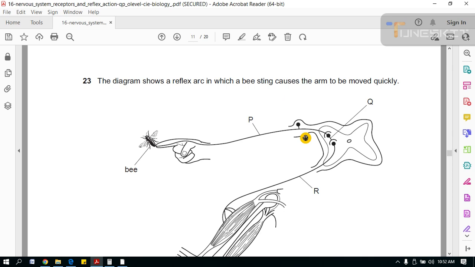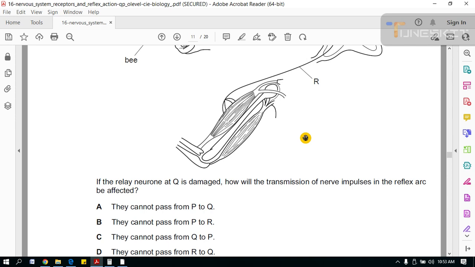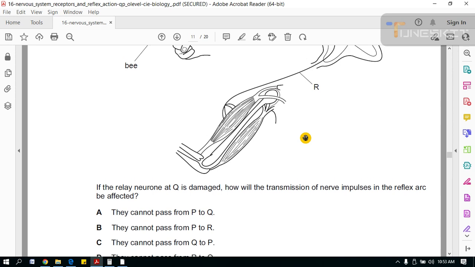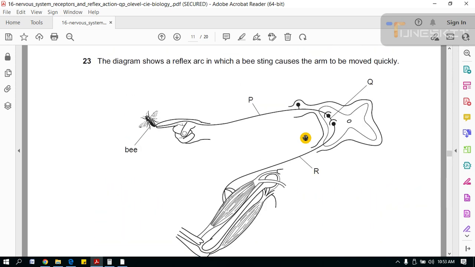Okay, now question 23. The diagram shows the reflex arc in which a bee sting causes the arm to be moved quickly. A sting by a bee to the finger. There is a P, there is a Q, there is R. So what is the question? The question is, if the relay neuron at Q is damaged, how will the transmission of the nerve impulse in the reflex arc be affected? You can see this diagram keenly.